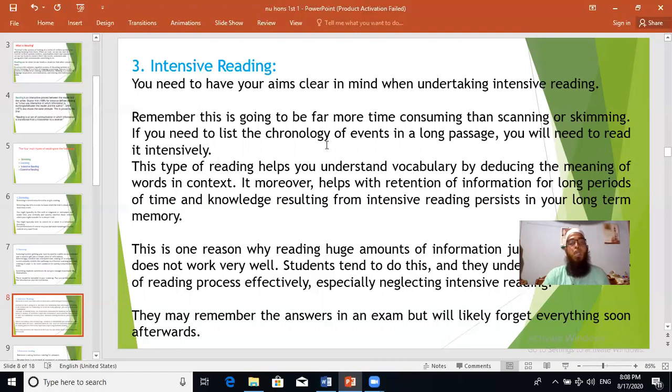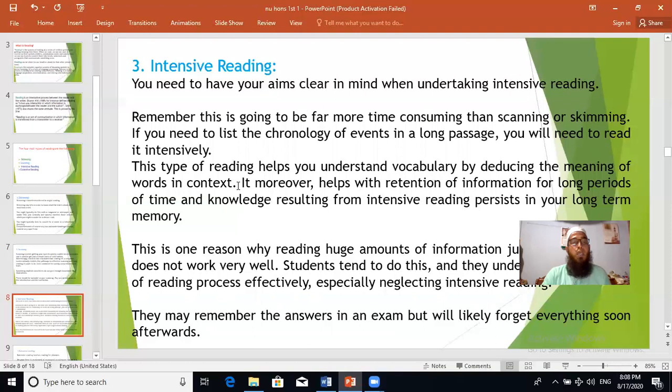For example, you are reading a story or passage and there are a lot of events and you want to make a chronology of those events. I mean, sequentially, you would like to arrange them, mentioning the time of those events. At the time, you need to read intensively. This type of reading helps you understand the vocabulary by deducing the meaning of words in context.